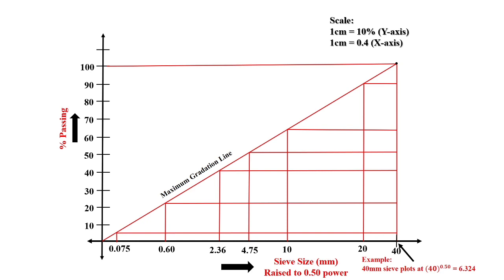So we'll mark that point. Corresponding to 20 mm, the percentage passing of material A or coarse aggregate is 75. So we'll mark that. Corresponding to 10 mm, the percentage passing of coarse aggregate is 20%. Corresponding to 4.75 mm, percentage passing is 8%. Corresponding to 2.36 mm, percentage passing is 6%. Corresponding to 0.6 mm, percentage passing is 2%, and corresponding to 0.075 mm, the percentage passing is nil.